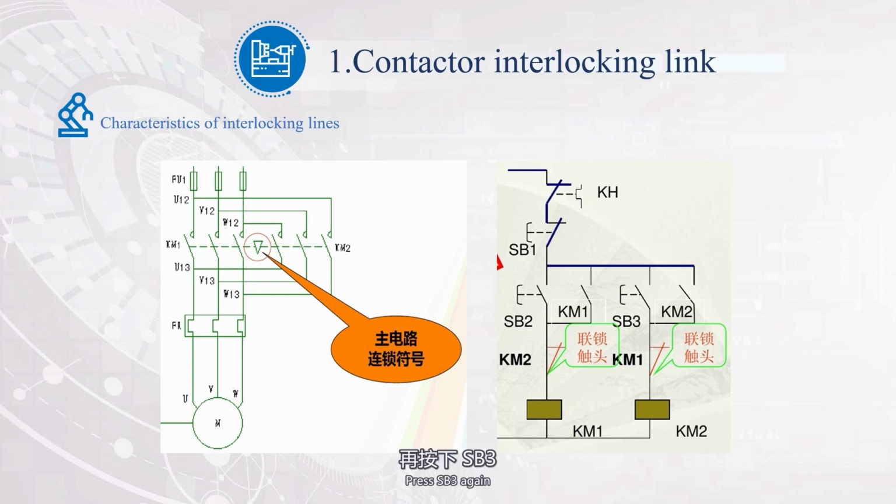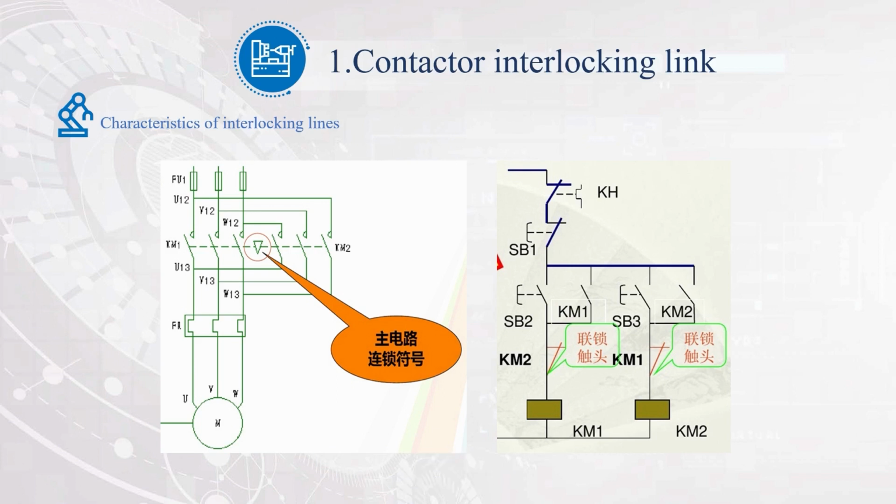Press SB3 again, and KM2 coil will be powered on. KM2 self-locking contact closed, self-locking, KM2 main contact closed. Motor M starts continuous reverse rotation. KM2 interlocking contact breaking for KM1 interlocking.